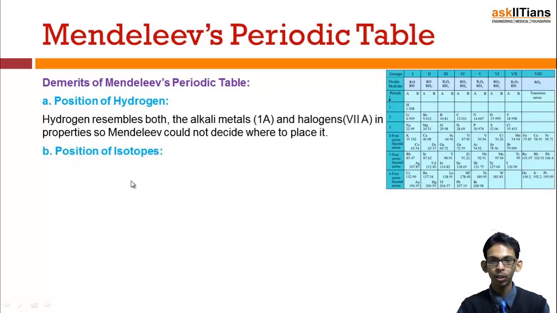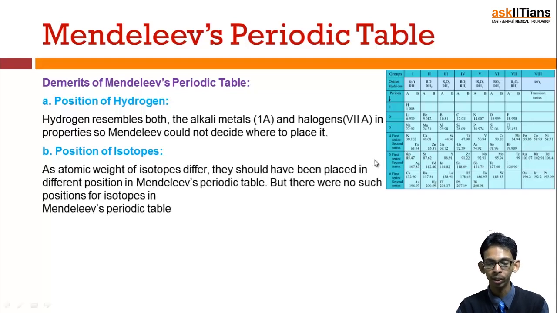Next one was the position of isotopes. This was another demerit. We know what are isotopes. Isotopes are those elements which have similar atomic number but different atomic weights. As we know, this table is based on increasing order of atomic weights. So isotopes having different atomic weights must get different positions in the periodic table, but there were no such positions for isotopes in Mendeleev's periodic table.